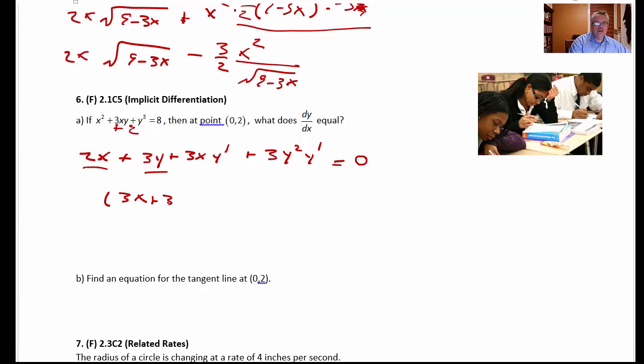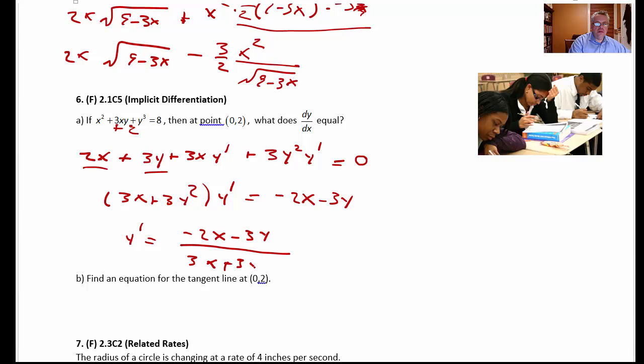We get 3x plus 3y squared y prime, right, equals negative 2x minus 3y. Then we have to divide by this quantity. So we get y prime equals minus 2x minus 3y all over 3x squared, or sorry, 3x plus 3y squared. Now, we have to evaluate this at 0, 2. So that's what this bar I'm drawing means. It means evaluate at 0, 2. So got to put 0 in for x and 2 in for y.